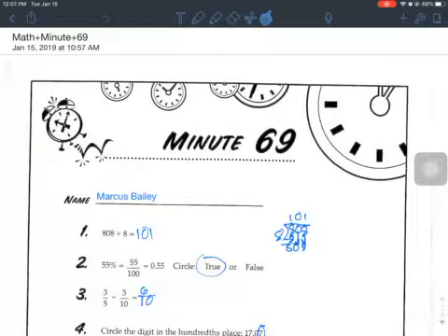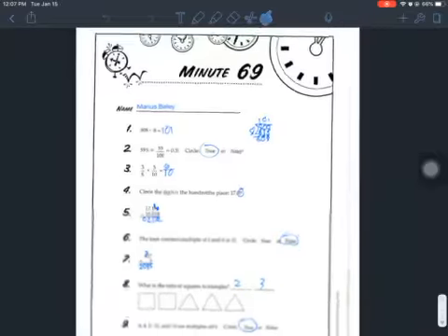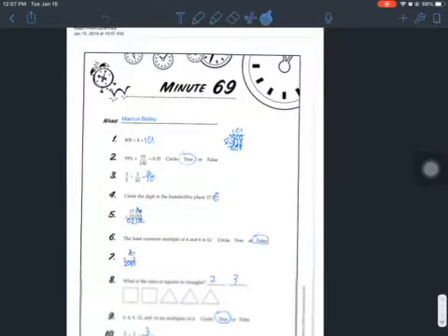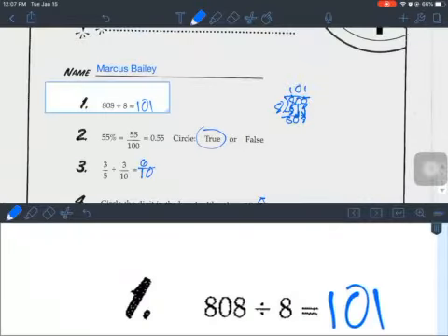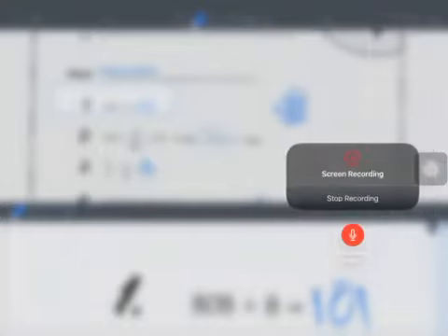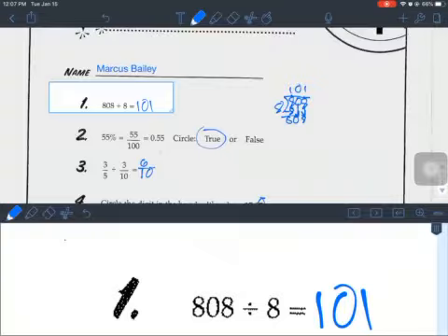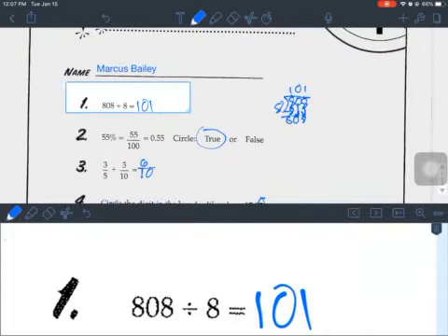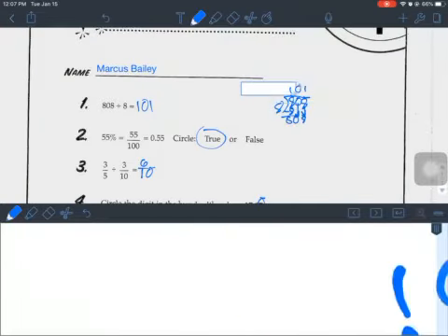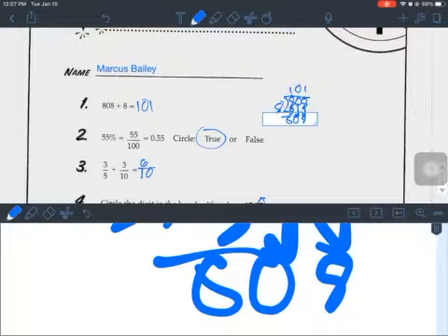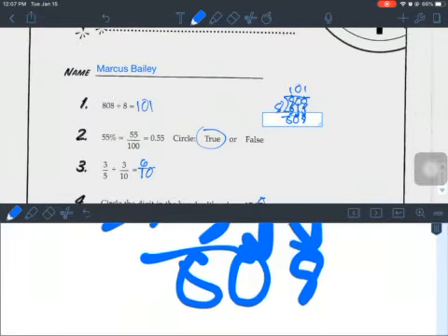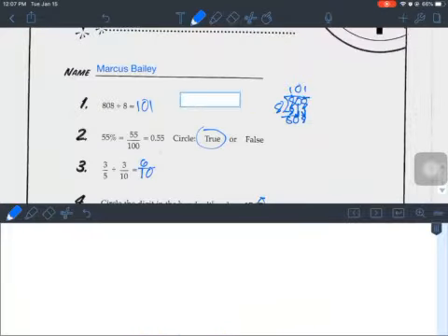Kelsey, what number? Number 1. You got 808 divided by 8. Okay, 8 goes into 8 how many times, Kelsey? 1. I'm left with 0. I bring down the 0. Kelsey, can 8 go into 0? No. Okay, bring down the other 8. What about 8 into 8? 1 time. So you got 101 as your answer. Sign your name, Kelsey.